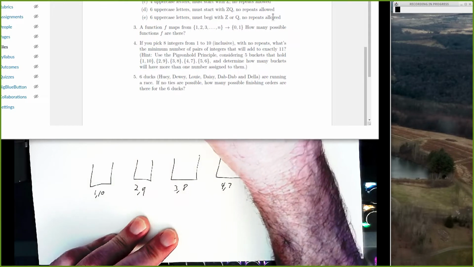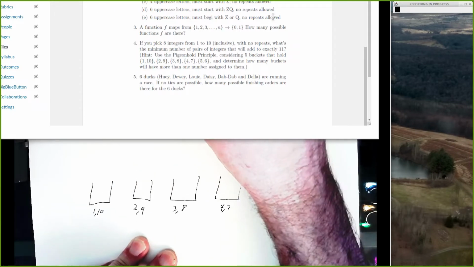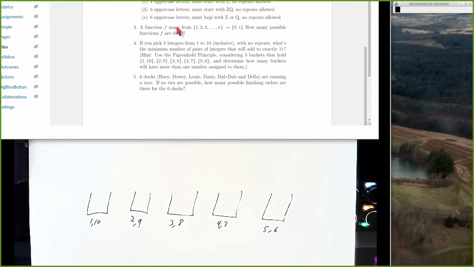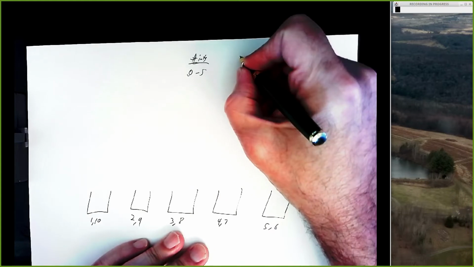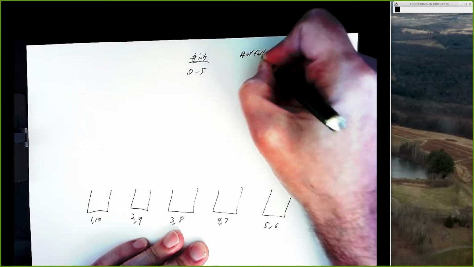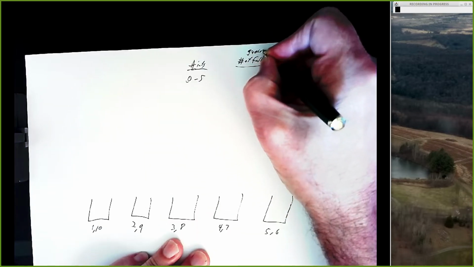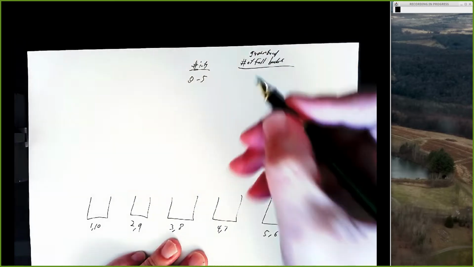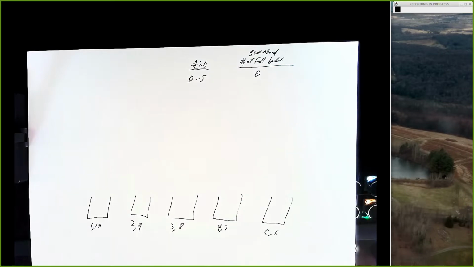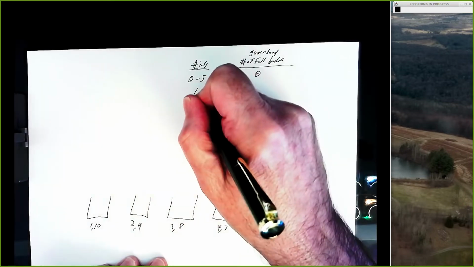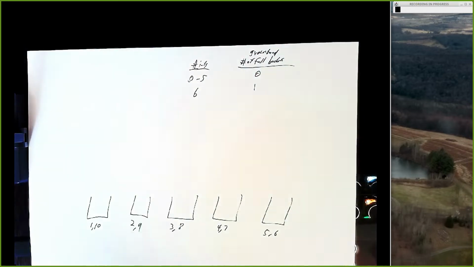So, if I pick anywhere from 0 to 5 integers, number of integers I pick, number of full buckets. If I pick from 0 to 5, I may not have any buckets that are full. If I pick a 6th integer, I'm guaranteed to have 1 bucket that's full. That's the straight, specific pigeonhole principle. 6 objects, 5 containers. At least 1 container will have at least 2 objects, which means those 2 numbers add up to 11.